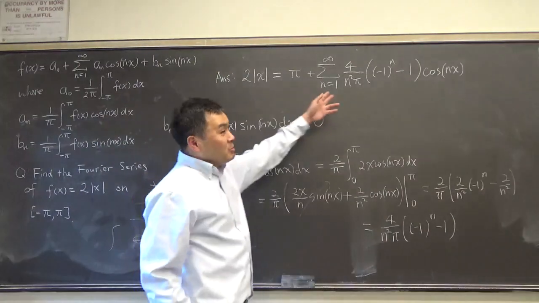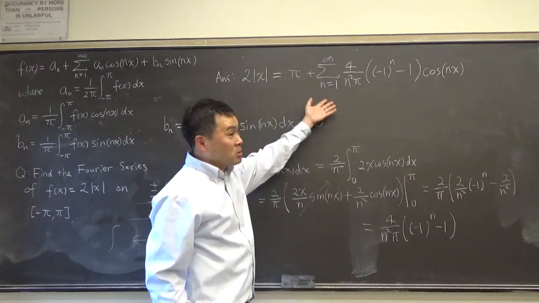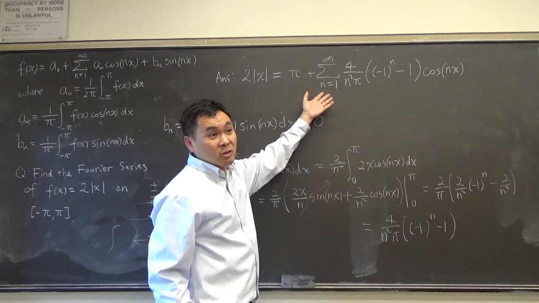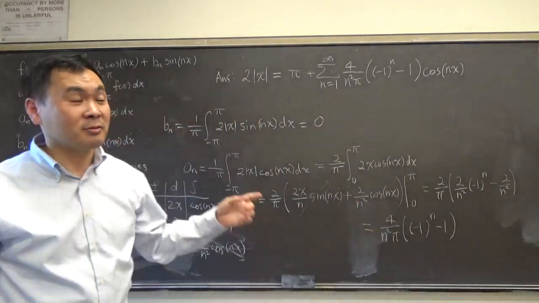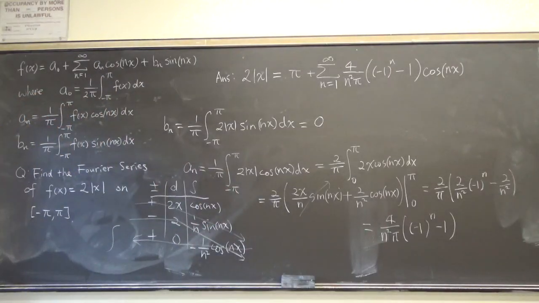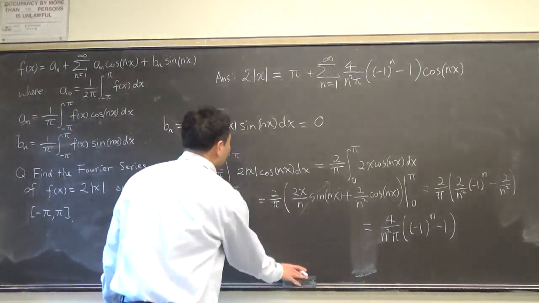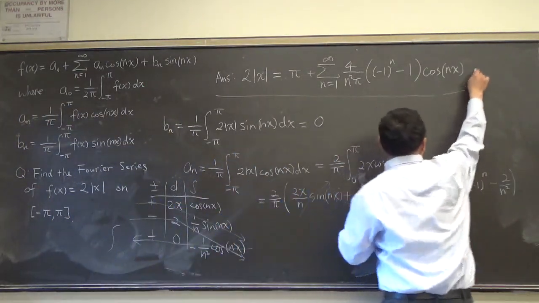And this really means it's equal. The two sides will evaluate to the same value if you plug in any value of x that's between negative pi and pi. So that's the answer. You can just stop it here.